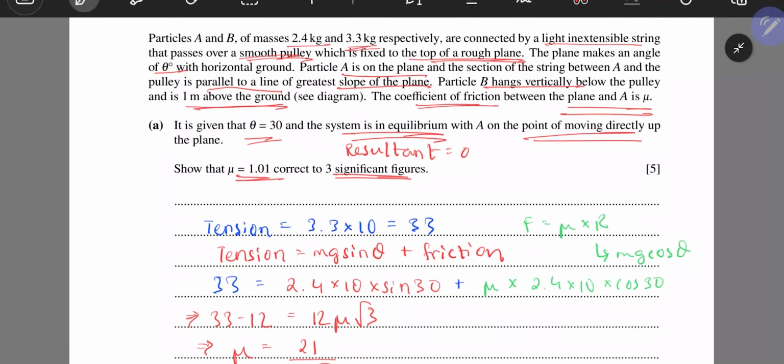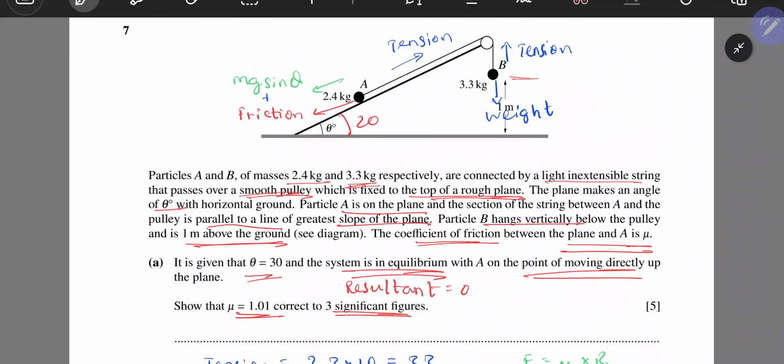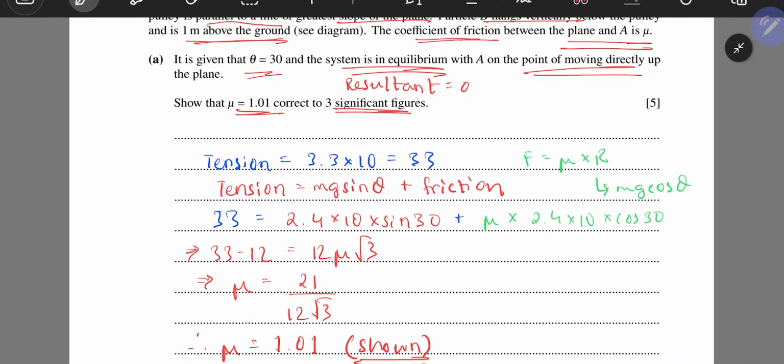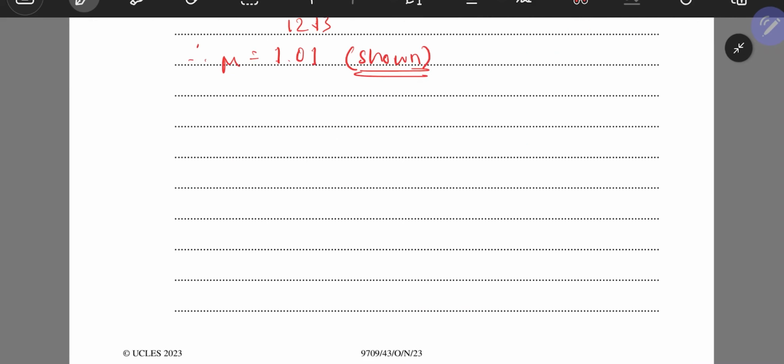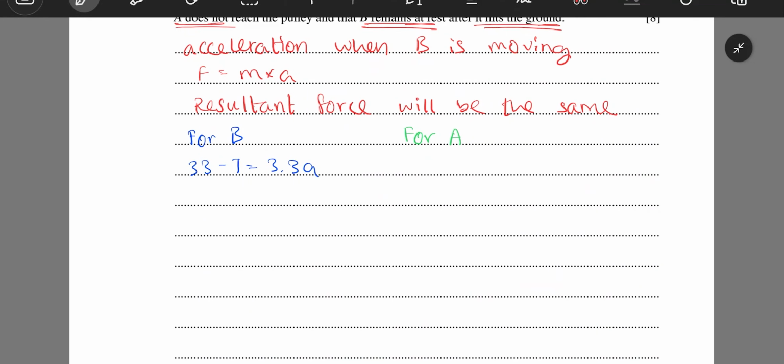For A, again, the forces are tension, mg sine theta, and friction. Friction will now be F equals mu R, so mu times mg cos theta, where theta is 20 and mu is 1.01. So let's form an equation. Tension is upwards and the rest are downwards. And since A is moving outwards, T is positive, minus mg.